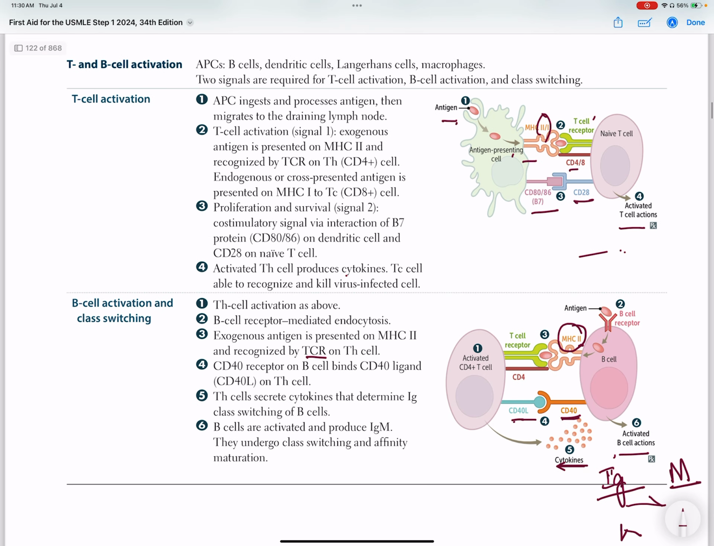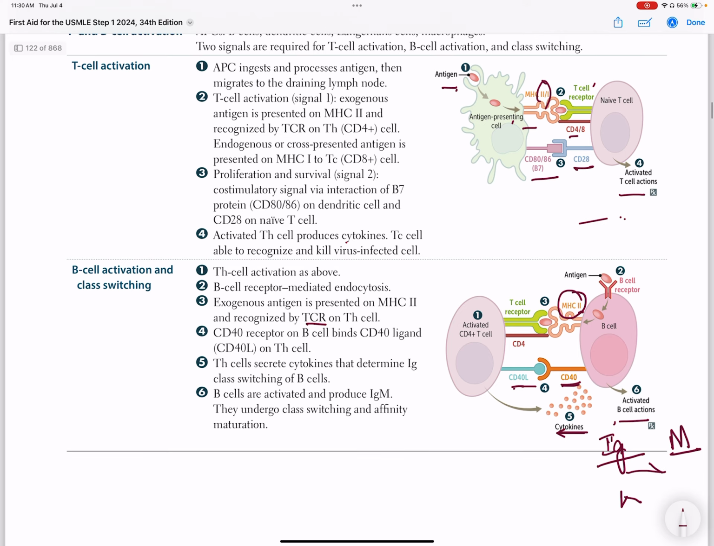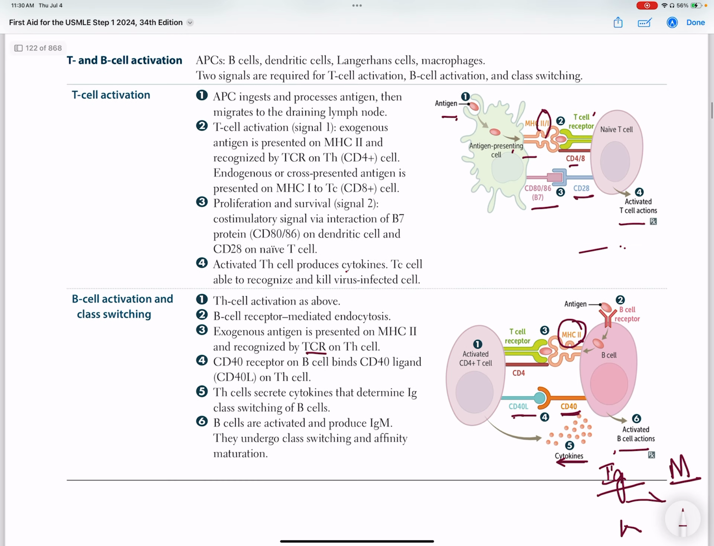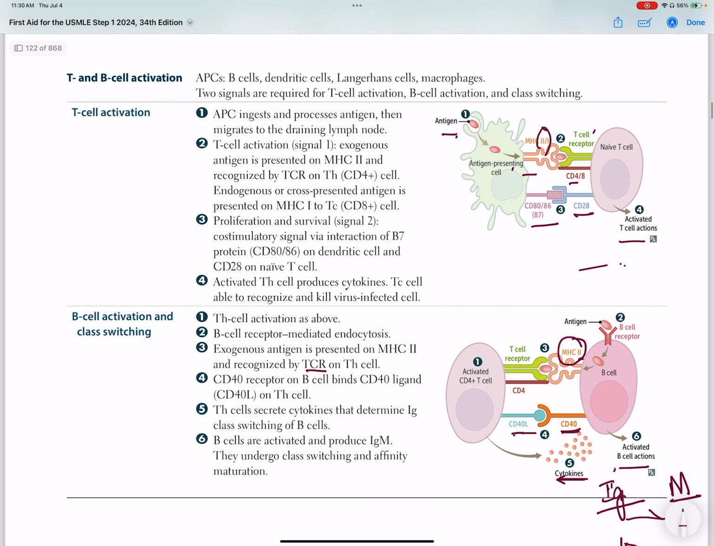T and B cell activation, APCs. This is a bit in depth, so we'll do this in the next video.